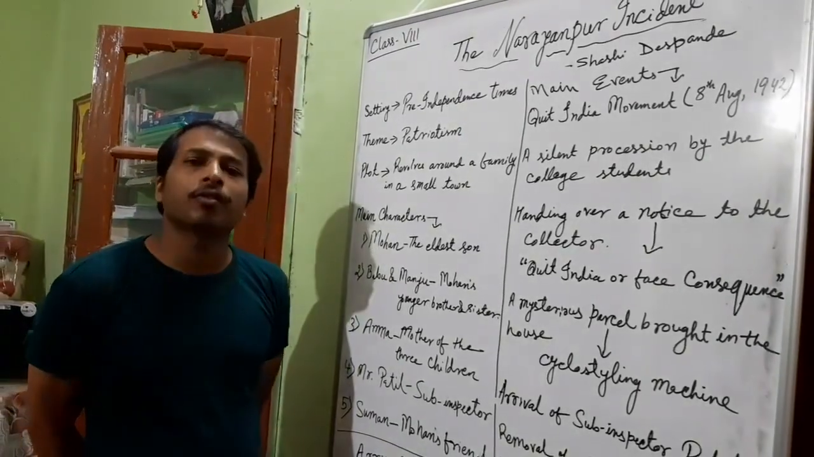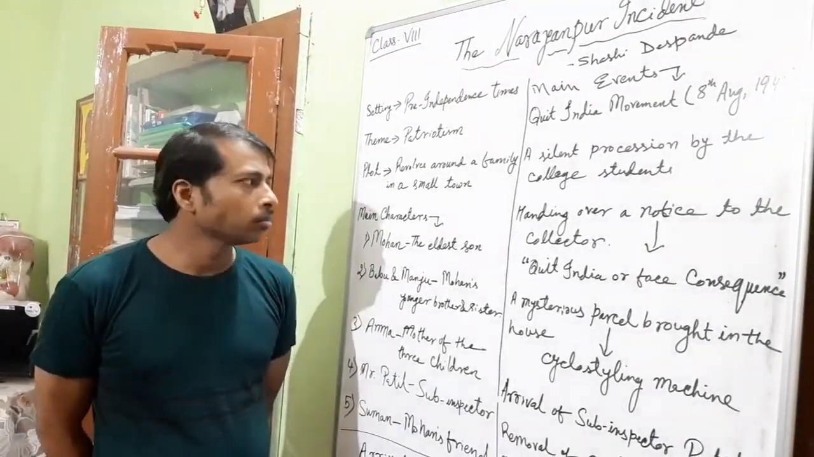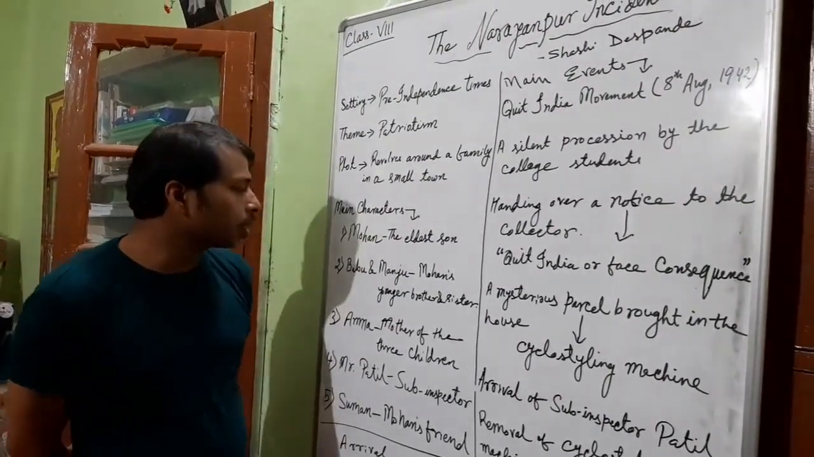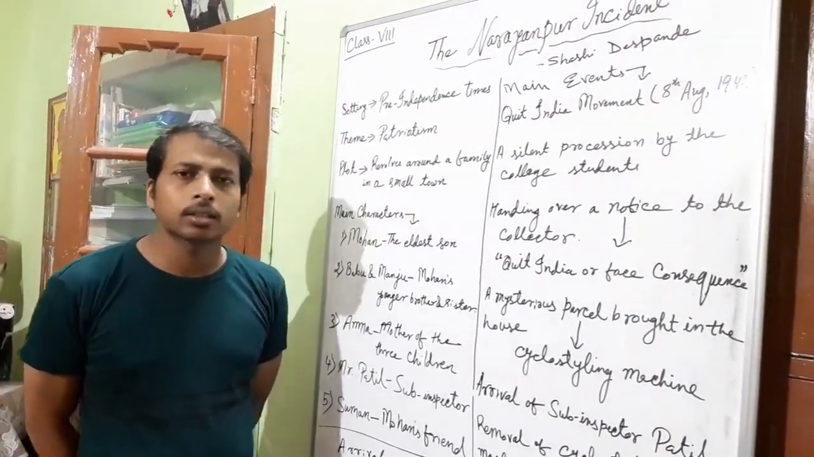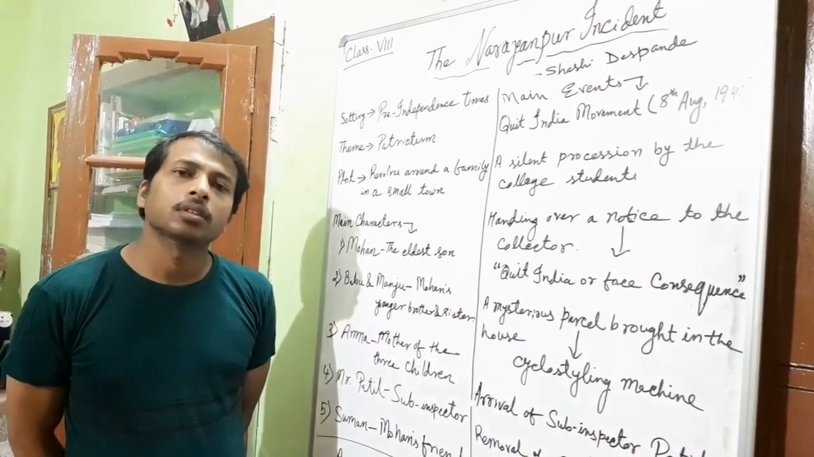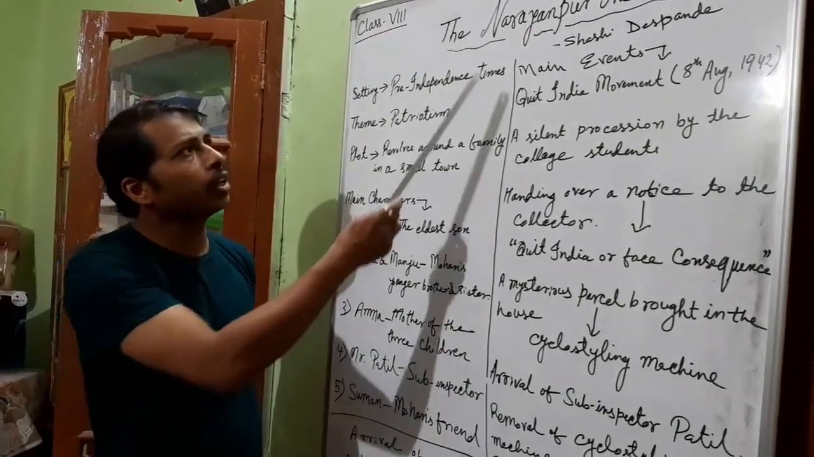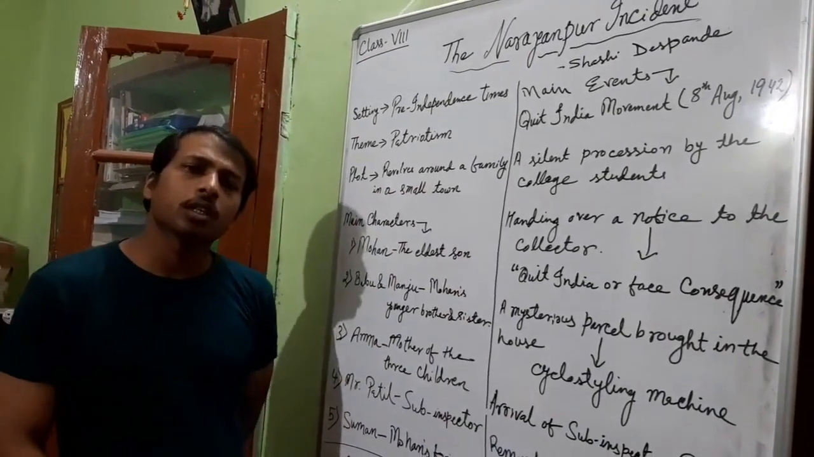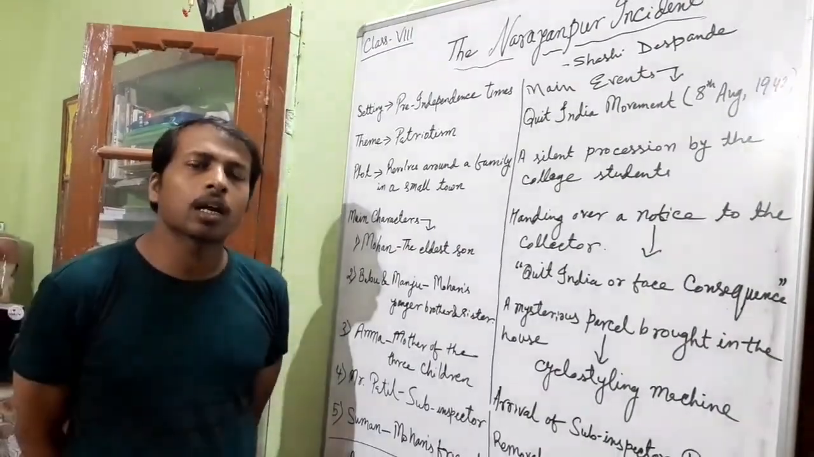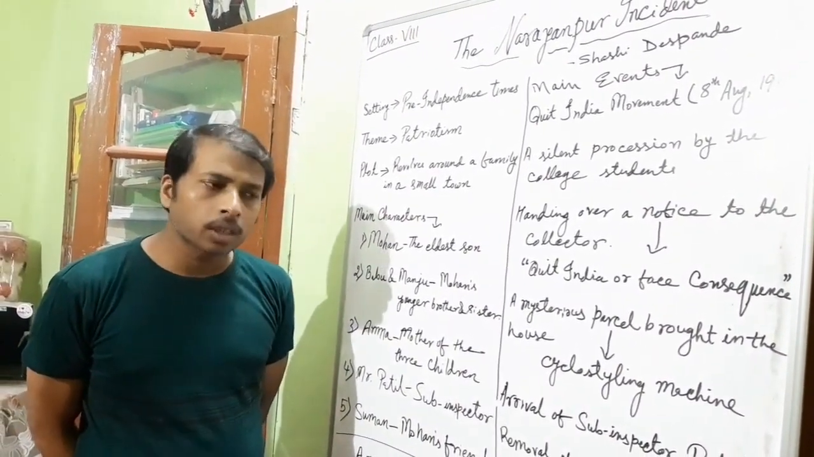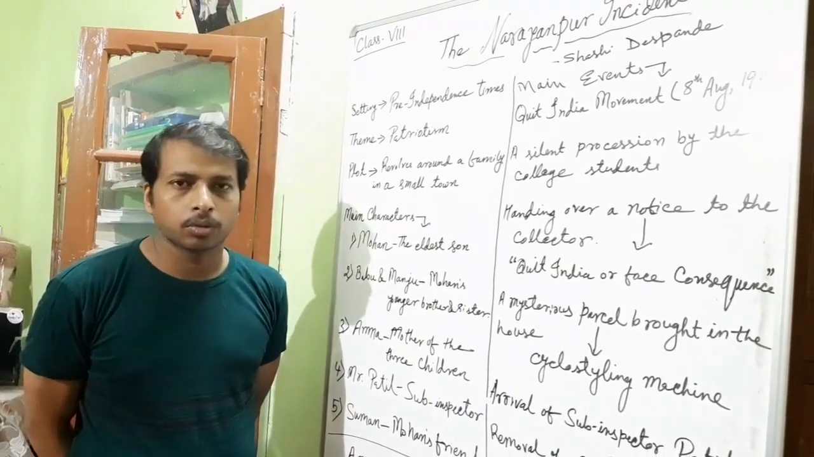After the arrest of Mohan's father, Mohan with his younger brother Babu and Manju as well as his mother came to reside in a small town of Narayanpur. This story revolves around their family and what they do in Narayanpur.